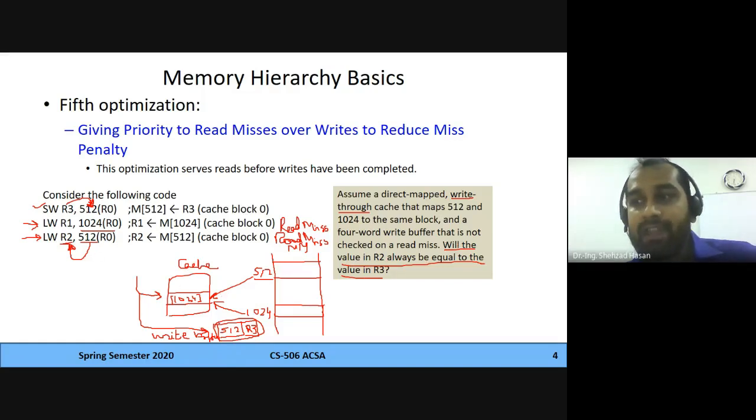The problem here is, if the write buffer has written the value in main memory, then it's going to be equal. But if the value is still in the write buffer and the write buffer hasn't updated the main memory, this means that R3 and R2 are going to have different values. The value of R3 is not yet updated in main memory. So if you fetch the 512 block again from main memory, you're going to fetch a different value and place it into R2, which is not going to be the value of R3 that you placed two instructions ago.